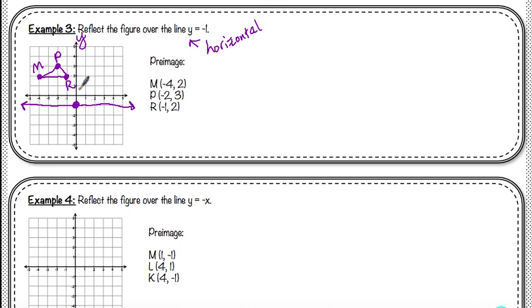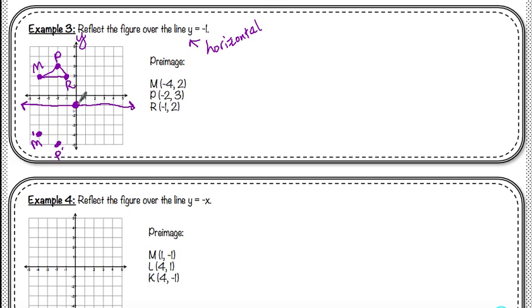We're going to reflect this triangle over this purple line that I drew down here. All that you have to do is count the distance from the point to the line. So let's start with M. 1, 2, 3 units away from the line, and then I'm going to make it 1, 2, 3 units away from the line on the other side. That's M prime. P is 1, 2, 3, 4 units away. So let's go on the other side of this horizontal line, 1, 2, 3, 4 units.